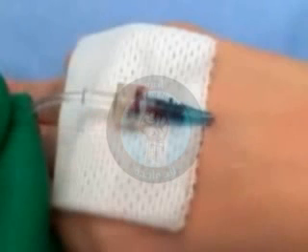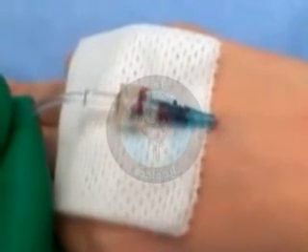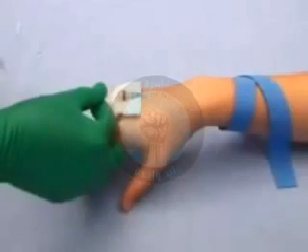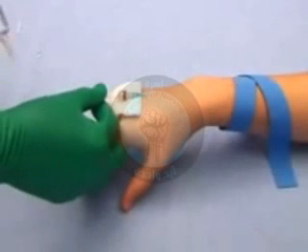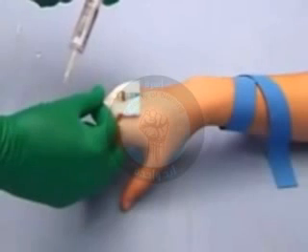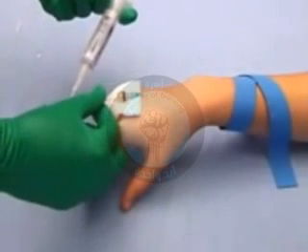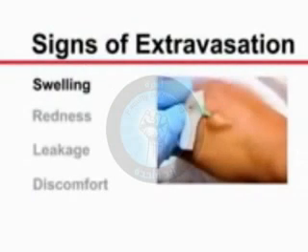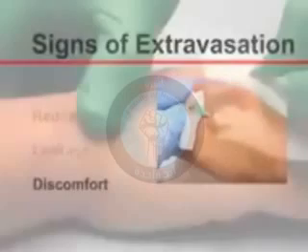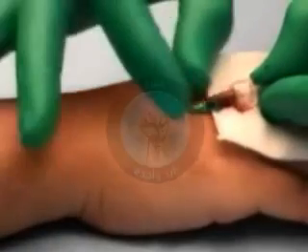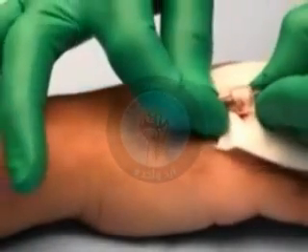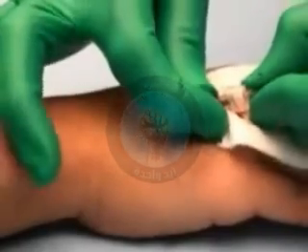Make sure that the tourniquet has been released, and confirm that the cannula is patent by flushing it with normal saline. The volume used depends on the size of the vein and the gauge of the catheter. Check that there is no swelling, redness, leakage, or discomfort around the insertion site. Attach the intravenous fluid tubing to the cannula and start the fluid infusion.